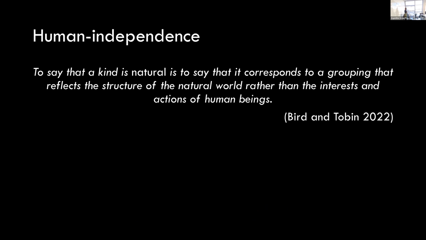Right, so the most common definition that is cited of natural kinds is that of Bird and Tobin in the Stanford Encyclopedia entry, which is to say that a kind is natural is to say that it corresponds to a grouping that reflects the structure of the natural world rather than the interests and action of human beings. And this is one very common definition, but if you read other papers, very, very similar sentiments across most people who talk about natural kinds, something like this will occur. So let's have a little bit of a closer look here.